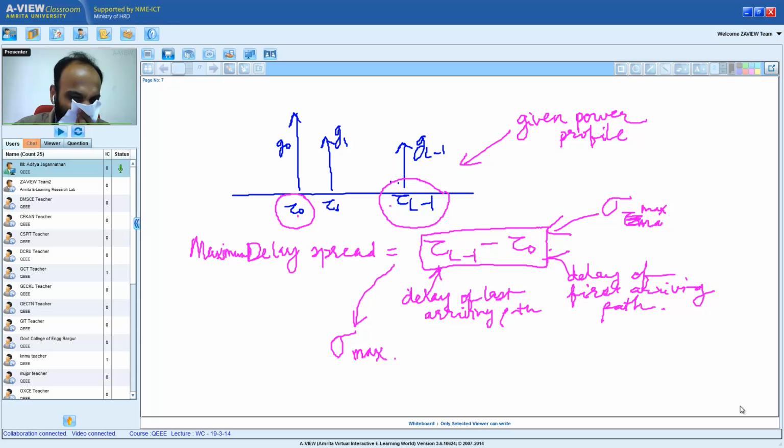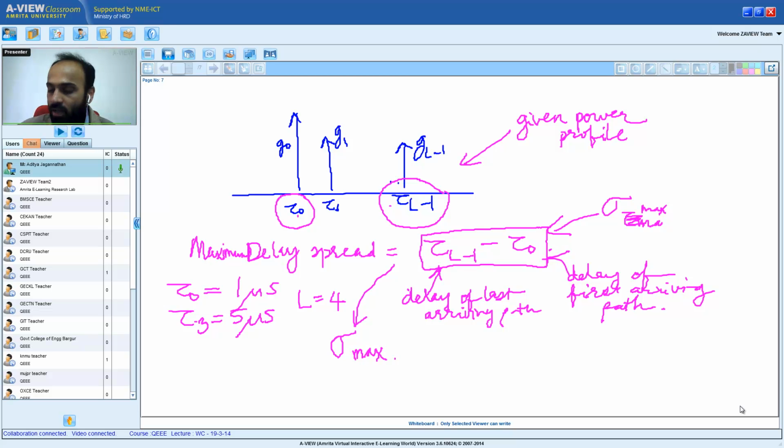For instance, let us take an example where tau 0 equals 1 microsecond, and let us say L is equal to 4, that is, I have 4 multipath components, and tau 3 equals 5 microseconds. Can someone tell me what is the maximum delay spread?